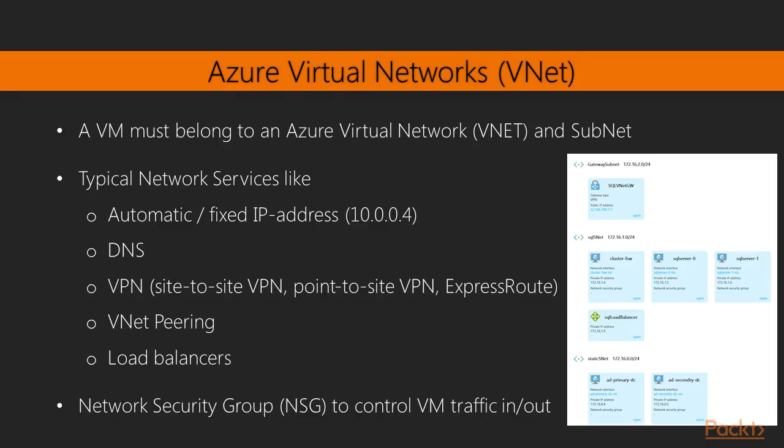Another critical component that is required before we can actually deploy the virtual machine is using Azure Virtual Networks. The typical network service we have is using automatic or fixed IP address. Now, one of the questions or discussions we have in Azure courses or trainings is, why is everything in Azure pointing to an automatic IP address? Well, it's pretty easy. It's all about managing your infrastructure as a service.